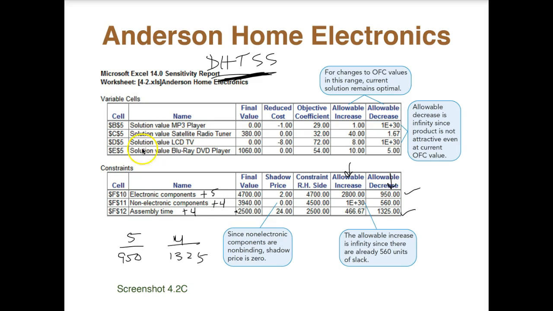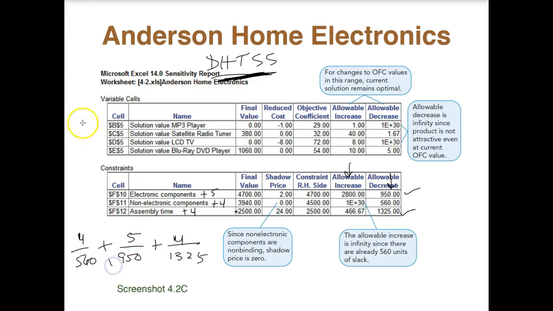And then for the non-electronic components, we're taking away 4 components from here. So that's where the 4 divided by 560 comes from. And of course, we would add all these things together.